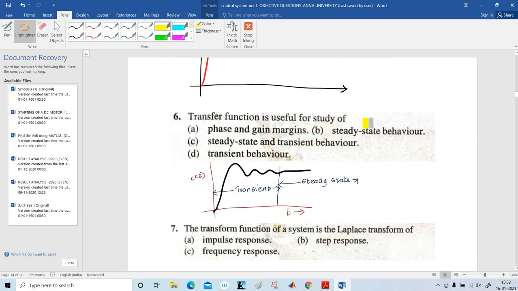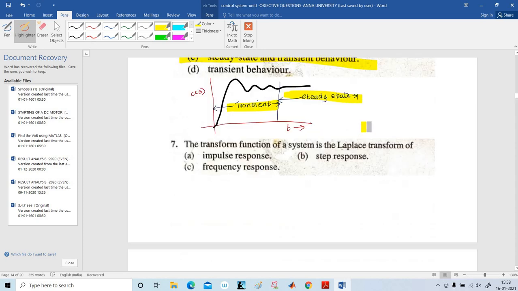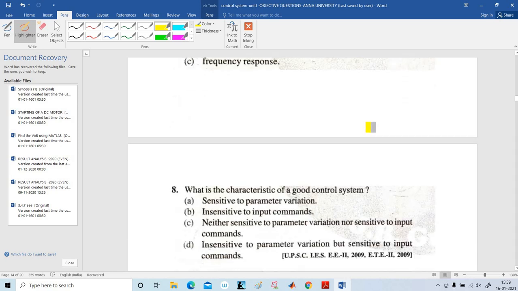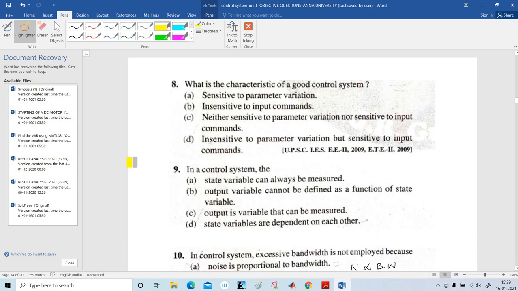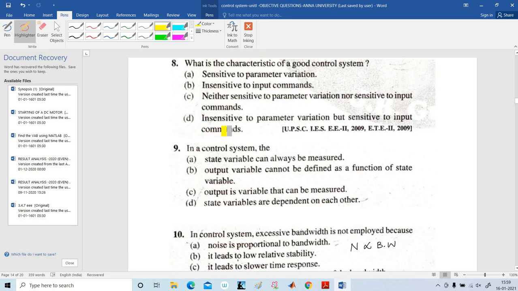Next, transfer function is useful for the study of finding steady state as well as transient response. And next question. The transfer function of a system is the Laplace transformation of impulse response. Next, what is the characteristics of good control system? The good control system is insensitive to parameter variation but sensitive to input commands. That is a good control system.